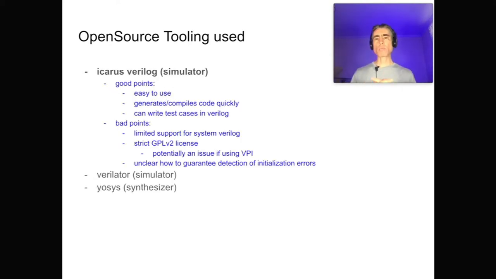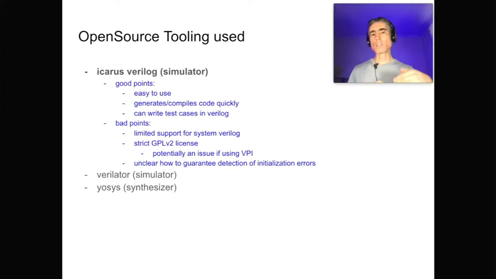So what are the good and bad points about these? Icarus Verilog is very easy to use. It compiles code very quickly, and you can write test cases in Verilog, which is super nice. The bad points are that it has limited support for SystemVerilog. I feel that it was written a while ago, and it hasn't been updated much for SystemVerilog. It's got a strict GPLv2 license. Now, this is not an issue if we're only using Verilog.